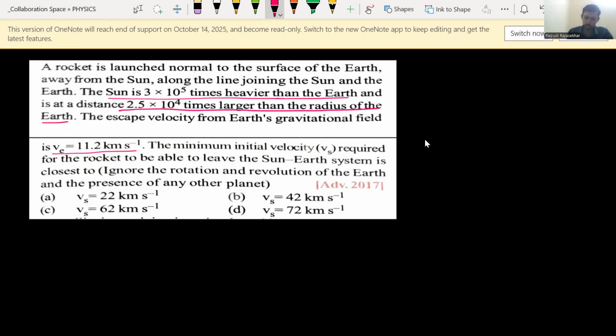The minimum initial velocity required for the rocket to be able to leave the sun earth system is closest to 2. Ignore the rotation and the revolution of the earth and the presence of any other planet. If any other planet is present, means what happens? We need to give such a velocity so that it has to escape from the earth, from the sun, from the other planet field also. That's why we need to ignore, there is no other planet present nearby, only sun and earth are present.